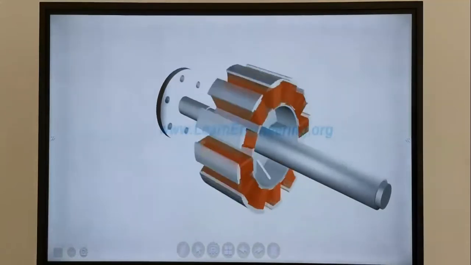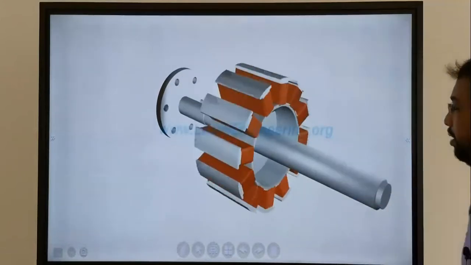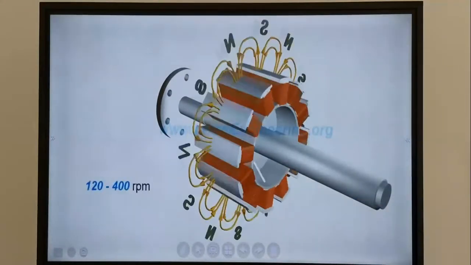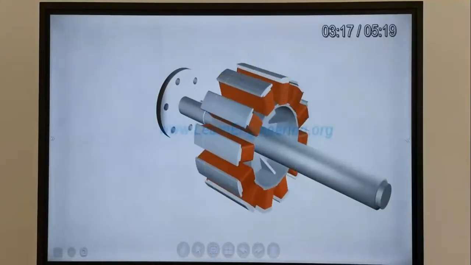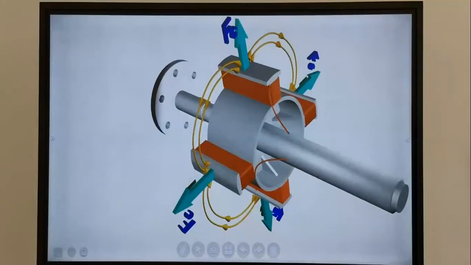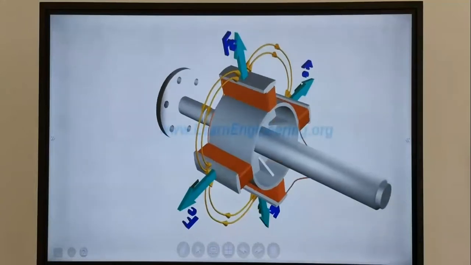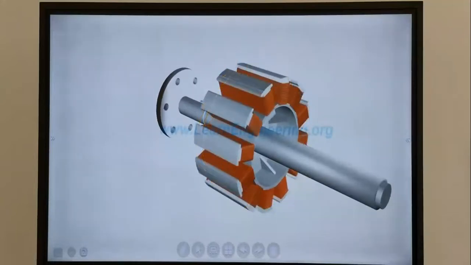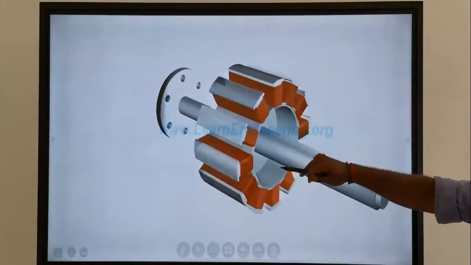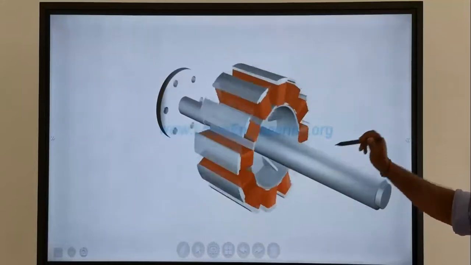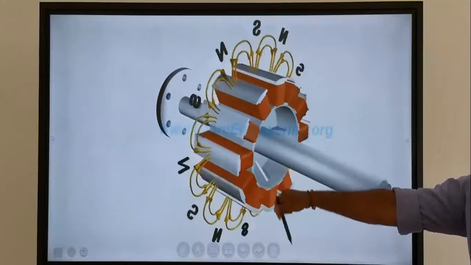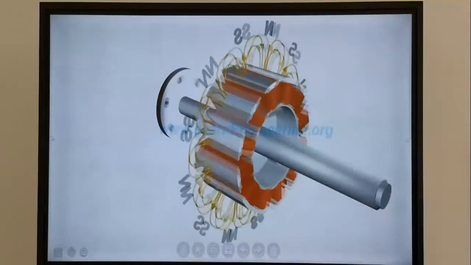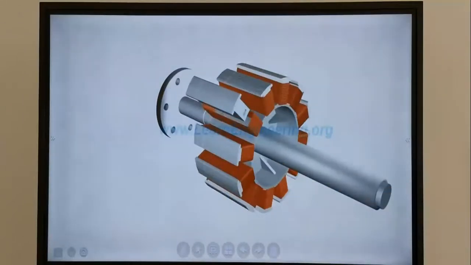So instead, we have to increase the number of poles. That's why the poles. Now if we increase these poles to around 20, before we needed 1800 rpm. Now we increase the number of poles to around, I think, 20. So if we increase to 20, what will happen? The 1800 rpm is going to reduce to 120 to 400. Okay. So that's why the rotor has a large number of poles.